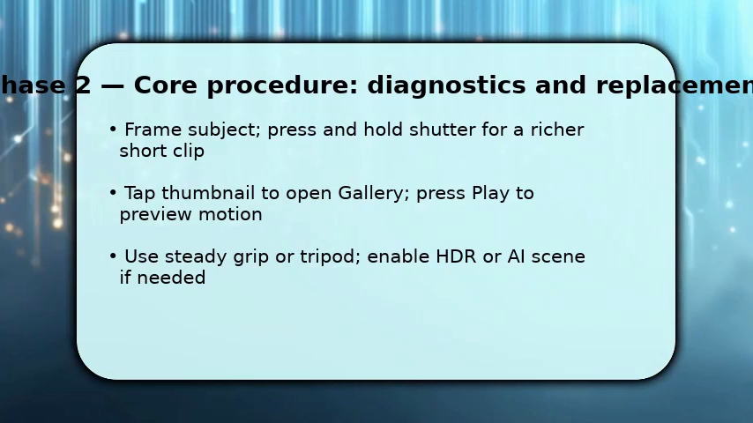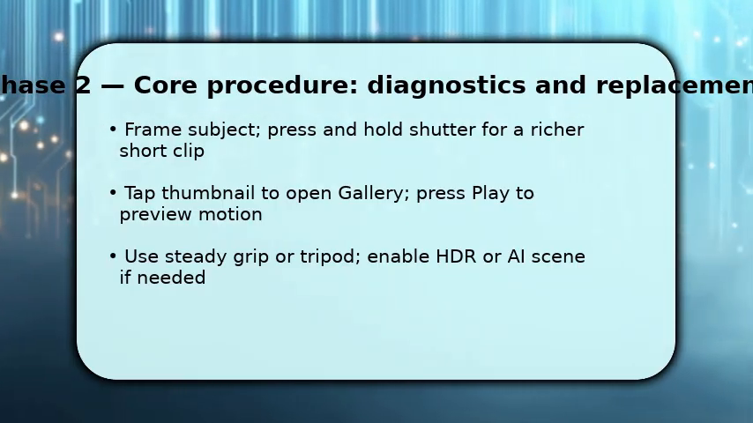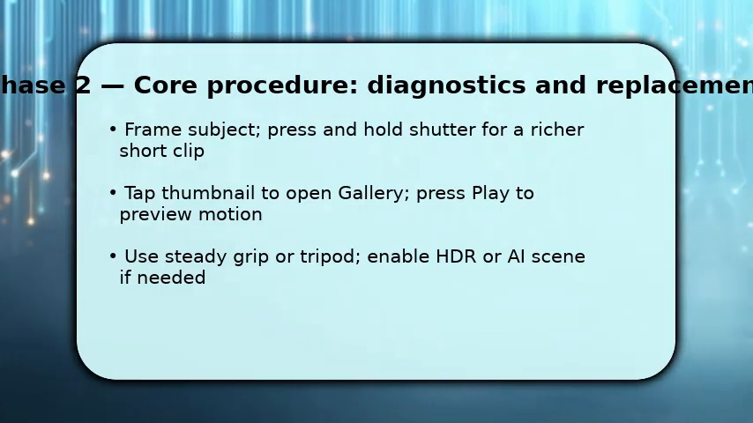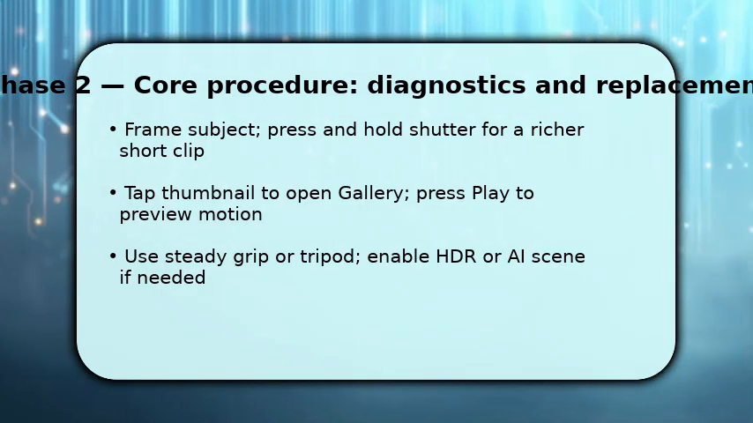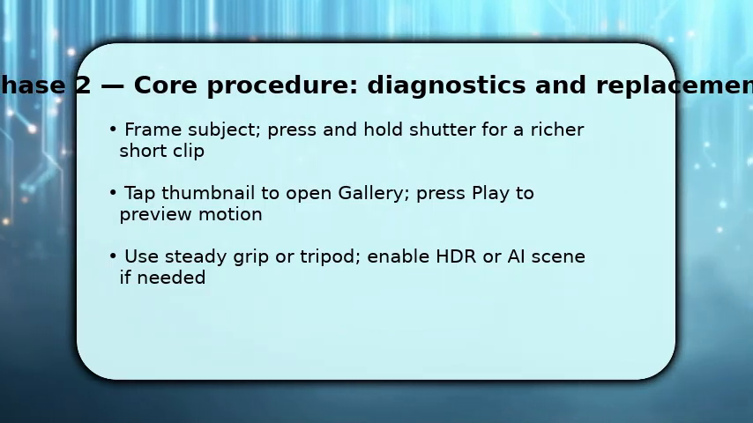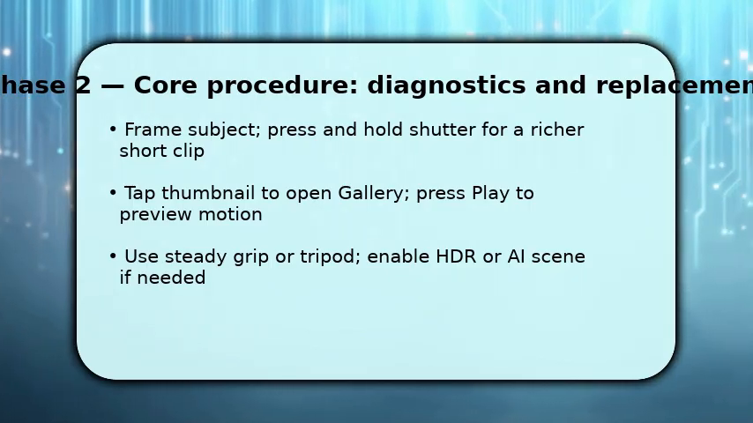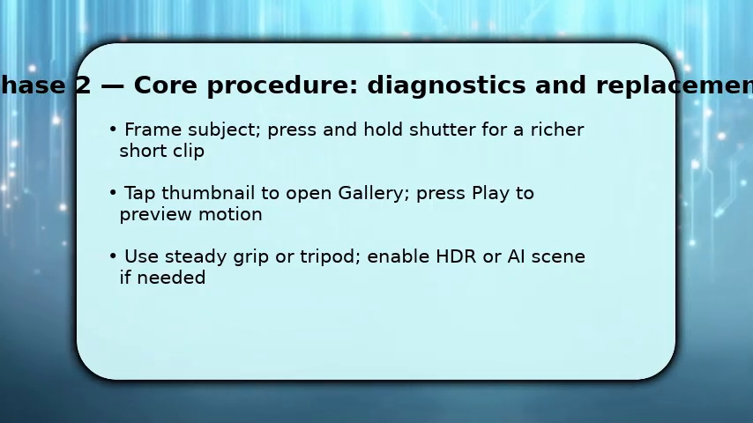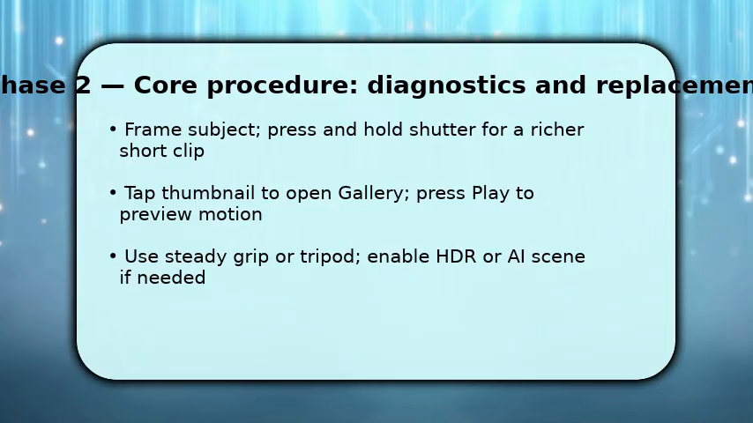Now you'll capture and confirm the live effect. Frame your subject, then tap the shutter normally. The camera records a quick motion clip automatically. On some apps, press and hold shutter for a slightly longer capture. Once done, tap the thumbnail to open the gallery and press play to preview the motion. Make sure you used a steady grip or tripod to avoid blur, and enable HDR or AI scene for high-contrast scenes. This preserves details in both motion and photo frames.